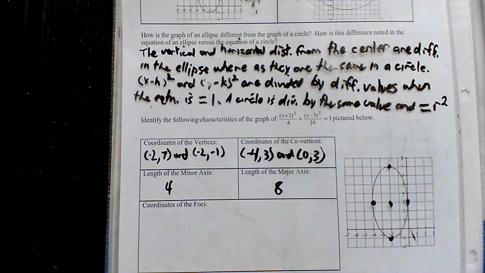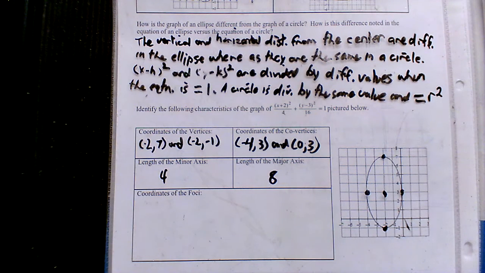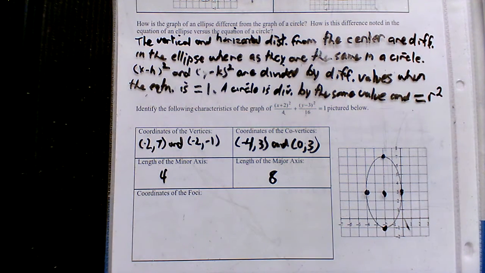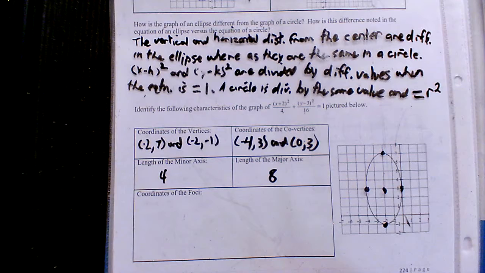Alright, so the next part is something we haven't done yet, so this will be a little different. We talked about the major axis, the minor axis, the vertices, the co-vertices, the center, but we have not talked about the focus points or the foci. So what we're going to do is try to find the coordinates of those 2 points. Remember, those points are close to the top and close to the bottom, but not quite there. So we're going to find the actual coordinates for those.